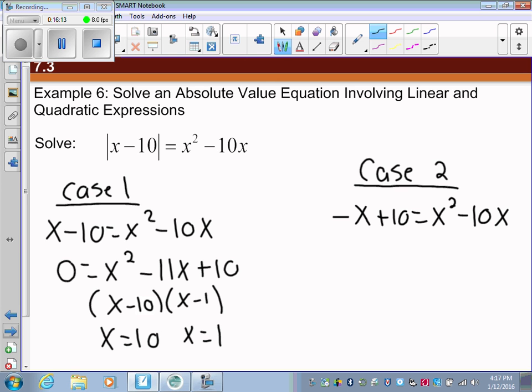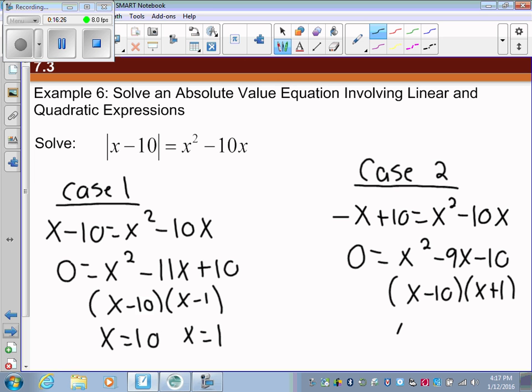So we organize our equation again. x squared minus 9x minus 10. It's factorable. x minus 10, x plus 1. So we get x equals 10 and x equals negative 1. We need to try each of these in here and see if it works. Let's try to do it mentally. 10 minus 10 is 0. 10 squared is 100 minus 100 is 0. This one verifies.